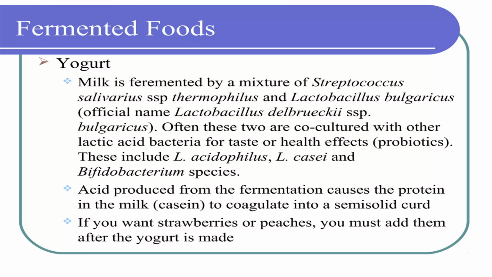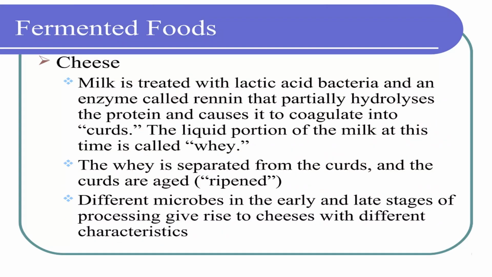Yogurt. Milk is fermented by a mixture of Streptococcus salivarius subspecies thermophilus and Lactobacillus bulgaricus, official name Lactobacillus delbrueckii subspecies bulgaricus. Often these two are co-cultured with other lactic acid bacteria for taste or health effects. Probiotics include L. acidophilus, L. casei and Bifidobacterium species. Acid produced from the fermentation causes the protein in the milk, casein, to coagulate into a semi-solid curd. If you want strawberries or peaches, you must add them after the yogurt is made.